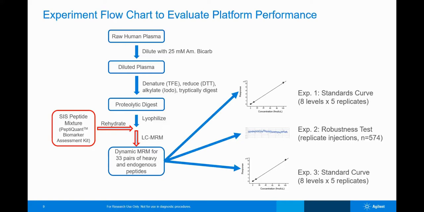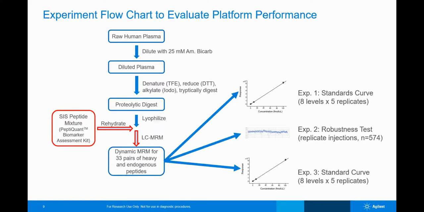We prepared 2 sets of samples for evaluation. The first set of samples is for standard curve analysis. We spiked the samples at 8 different concentrations, with replicates. And the second set of samples is a large stock of plasma digest spiked with SIS peptide at 10 femtomoles per microgram, with many replicates.